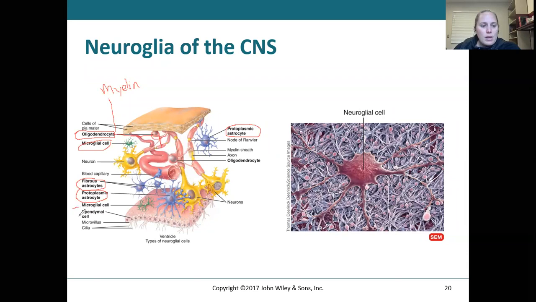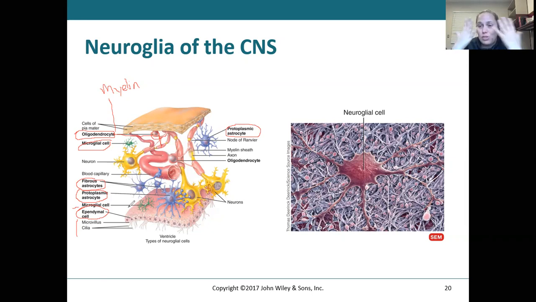Again, we have microglia, and then the 4th type of neuroglia that we're talking about in the CNS is the ependymal cell, and this is the cell that lines the ventricles. And this is important for generation of cerebrospinal fluid, the fluid that bathes our brain and has all of the nutrients and glucose and ionic concentrations that the brain needs to function.